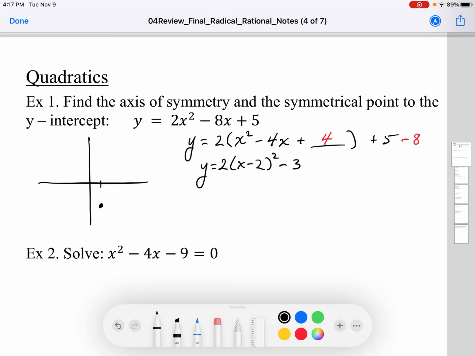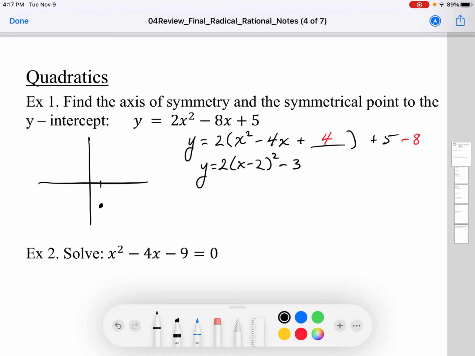Continuing on with quadratic review, we want to make sure that we understand the key points. So there's graphing and the different forms of the graph. There's solving quadratics. And the main idea behind quadratics, or a big idea, is that they are symmetrical, and we can use this property of symmetry. So it says here, find the axis of symmetry and the symmetrical point to the y-intercept.